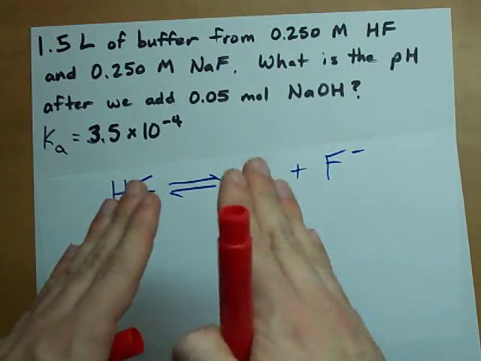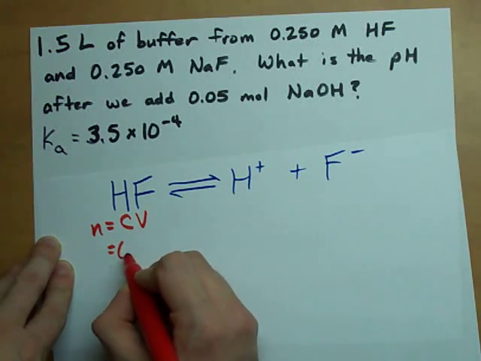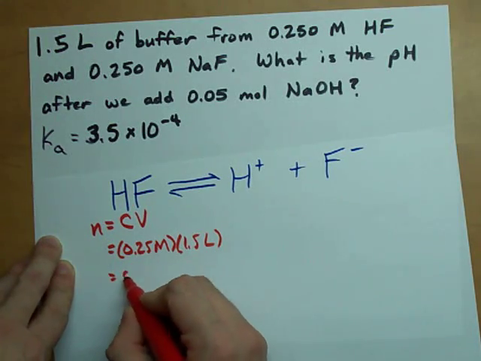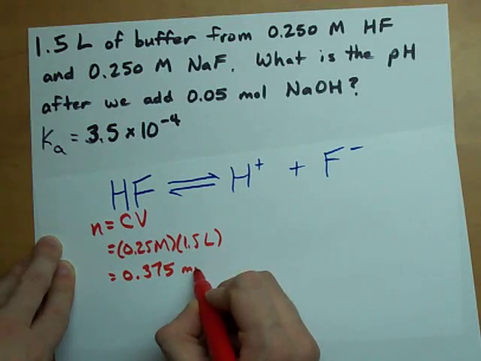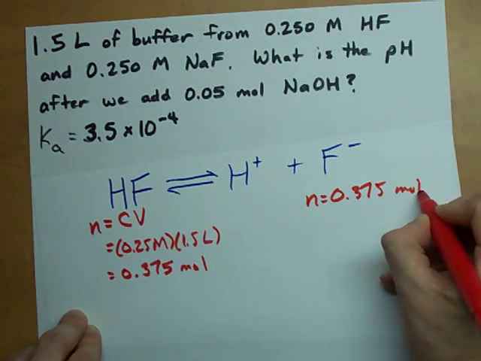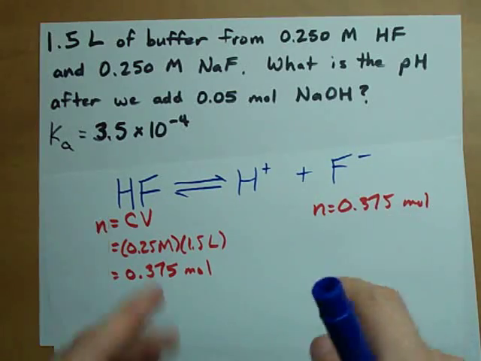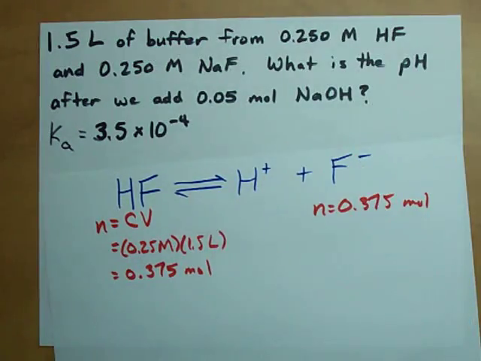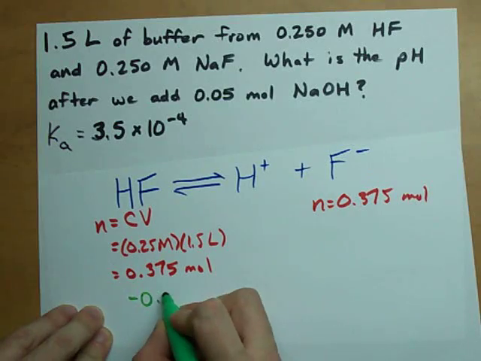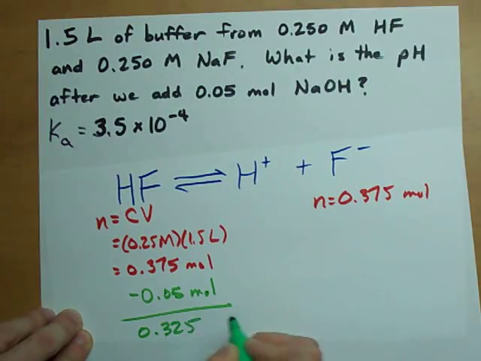We're going to calculate the number of moles for each of these. The number of moles for HF, concentration times volume, 0.25 moles per liter times 1.5 liters. Turns out to be 0.375 moles. I think you'll find that we have 0.375 moles of this as well before we add our NaOH. But then we add 0.05 moles of NaOH. And what does NaOH do? It titrates away acid. We're going to lose 0.05 moles of acid, leaving us with 0.325 moles of it.